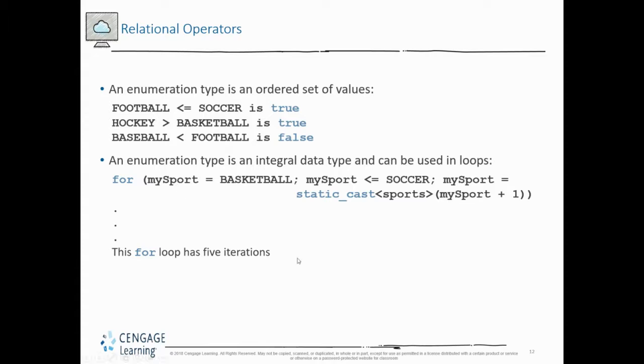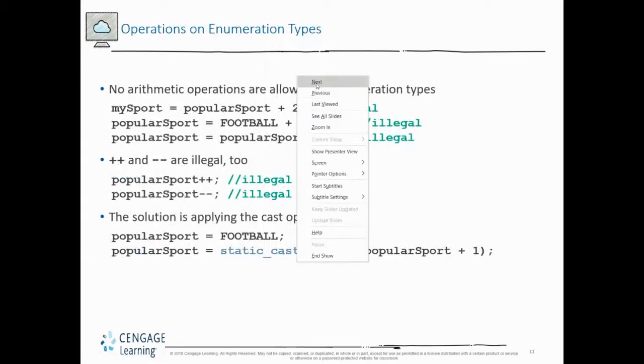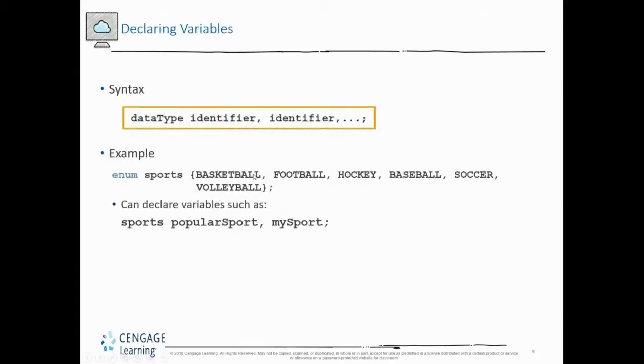And let me go back, and I'll just remember this is number 12. Let me go back. Previous, and then I can remember 12. Okay, so basketball is 0, then football is 1, 2 for hockey. So baseball is 3, soccer 4, volleyball 5. So B, F, H, and then B, S. I probably won't remember it all.